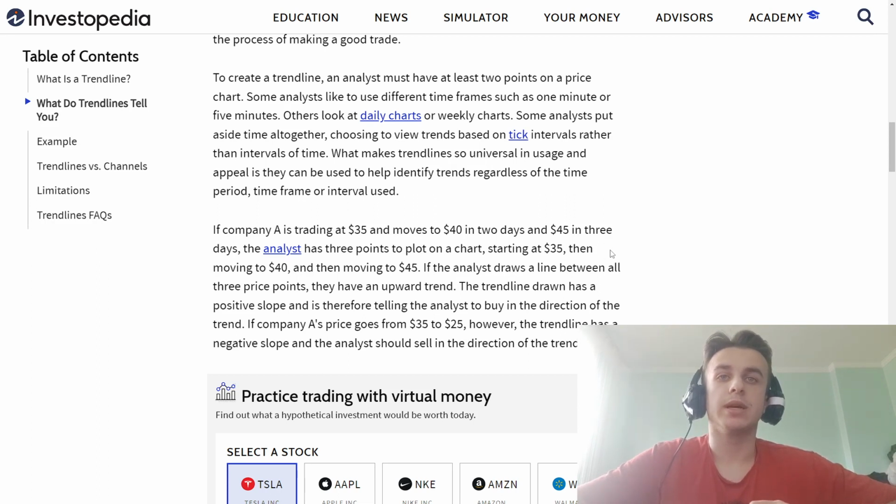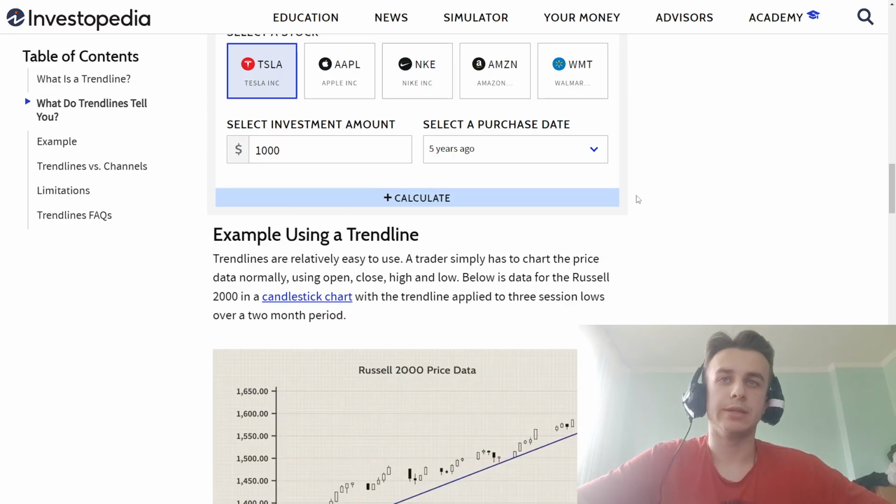If the company's price goes from $35 to $25, the trend line has a negative slope and the analyst should sell in the direction of the trend.